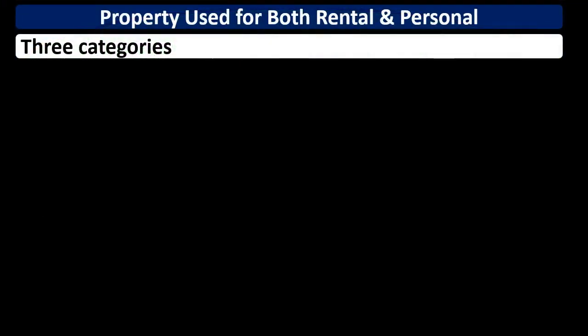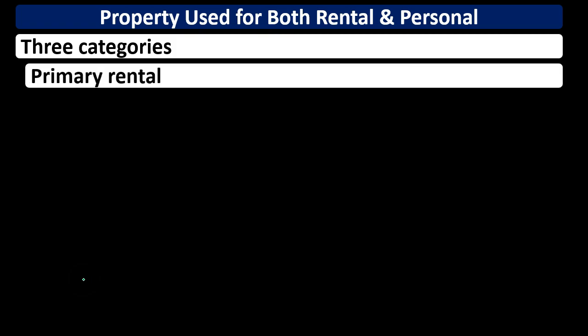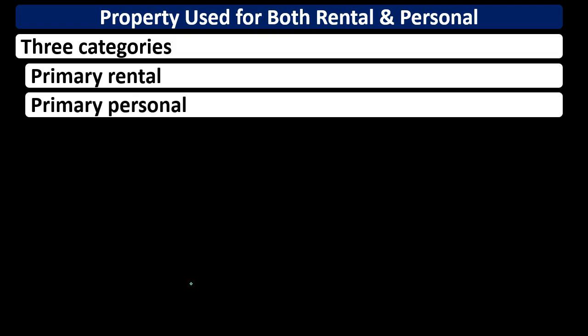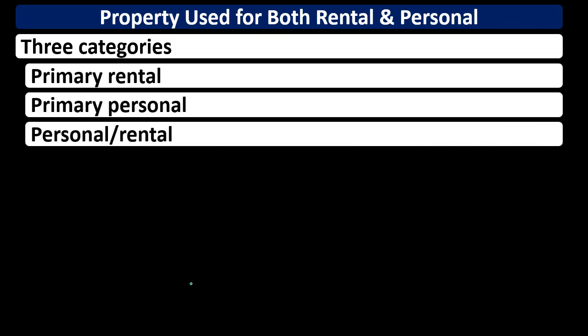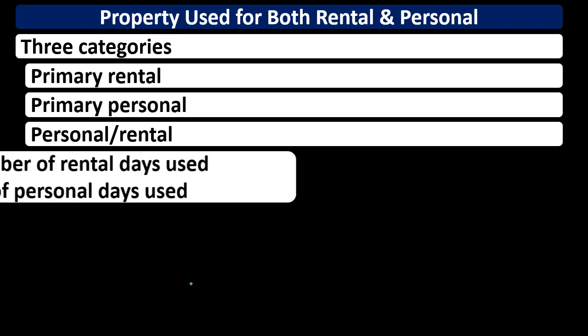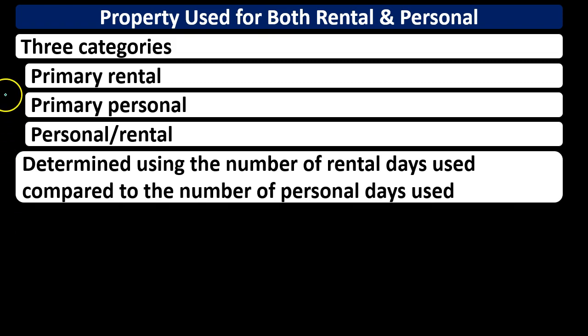We'll touch on here property used for both rental and personal. There are going to be three categories of property used for rental and personal. They could be primary rental. So from a tax perspective, we're going to say, okay, you use it for both rental use and personal use. Is it primarily rental, or is it primarily personal, or is it personal/rental? These are the three categories we need to categorize in order to then discuss and think about what the tax consequences will be. So then how do we know which category this falls into?